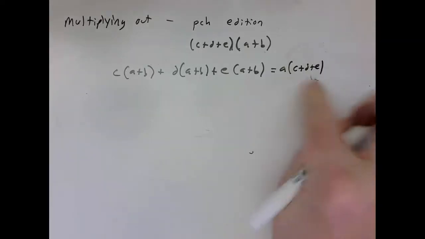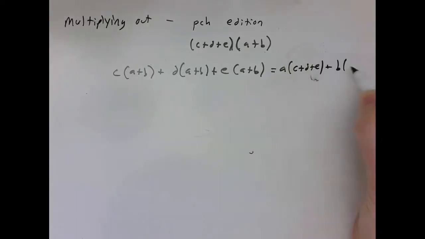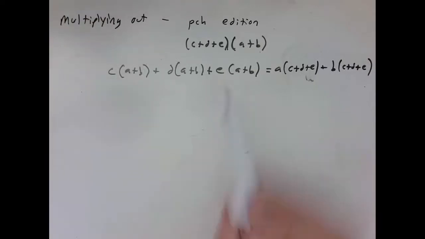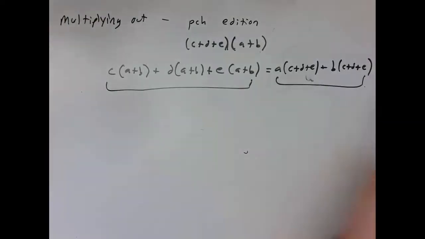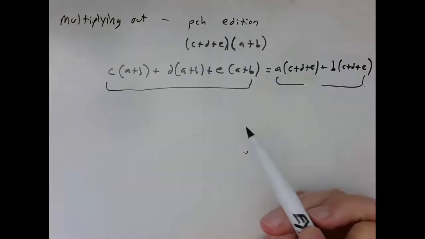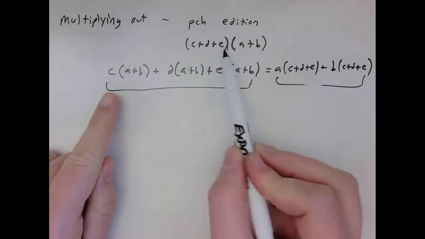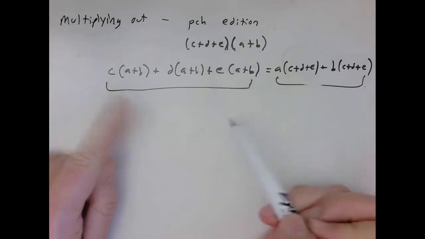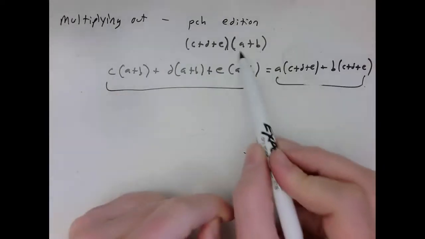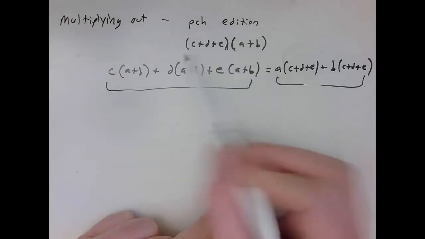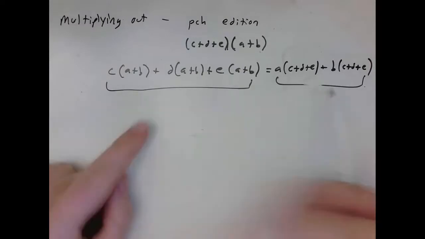plus B times C plus D plus E. Okay. So you can see, like, each side here is just a different way of thinking about multiplying each thing here by each thing there. On the left, we're thinking about each thing from the 3-term expression, times A plus B. On the right, we're thinking about each thing from the 2-term expression, times the entire other expression. And those two things are equal.